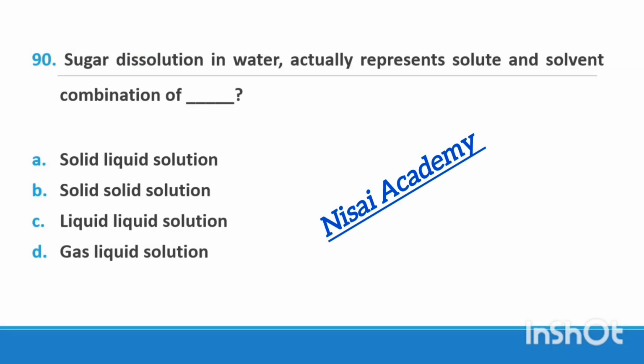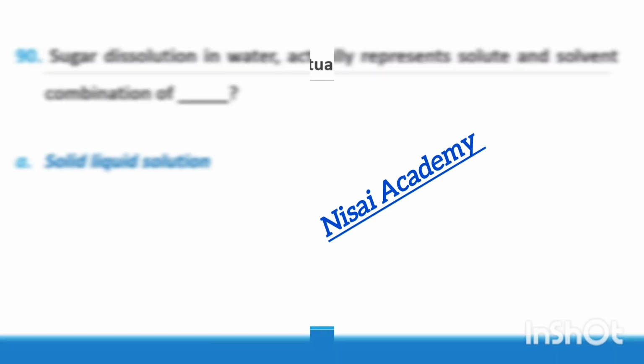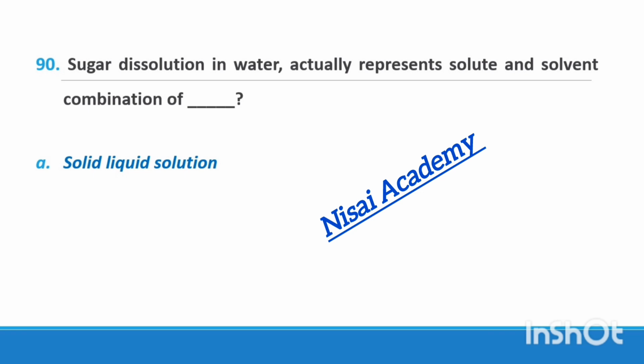Question 90. Sugar dissolution in water actually represents the solute and solvent combination of option A solid liquid solution, option B solid solution, option C liquid solution, option D gas liquid solution. Sugar dissolution in water represents a solid liquid solution because sugar is a solid and water is a liquid. That is why this dissolution process represents the solid liquid solution. Right, option A.